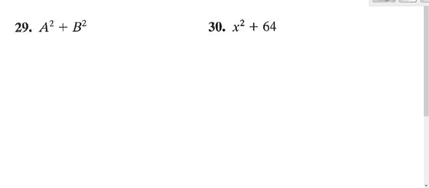Twenty-nine and 30, we've talked about problems like these already. Perfect square and a perfect square, but it's got a plus sign. Prime. Perfect square and a perfect square, but it's a plus. So it's prime.